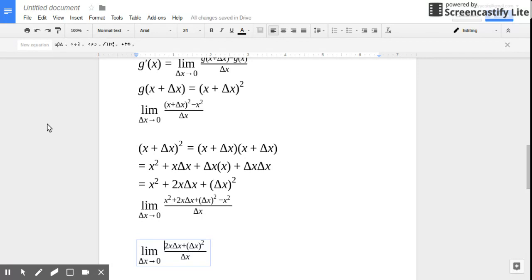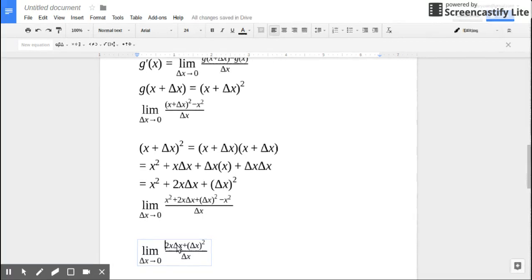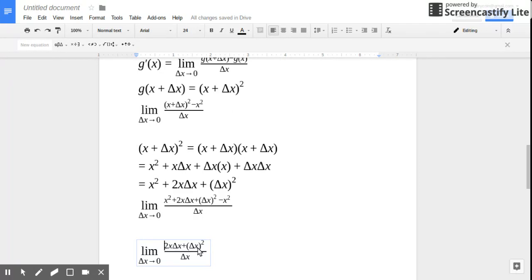Okay. Now, as you can see here, we have a delta x and then we have two delta x's. So that means that we can cancel, since we have a delta x down here in the denominator. Here's those intermediate algebra rules again. Since we have this delta x down here in the denominator, right, we can cancel one delta x out of here and one delta x out of here. Right?